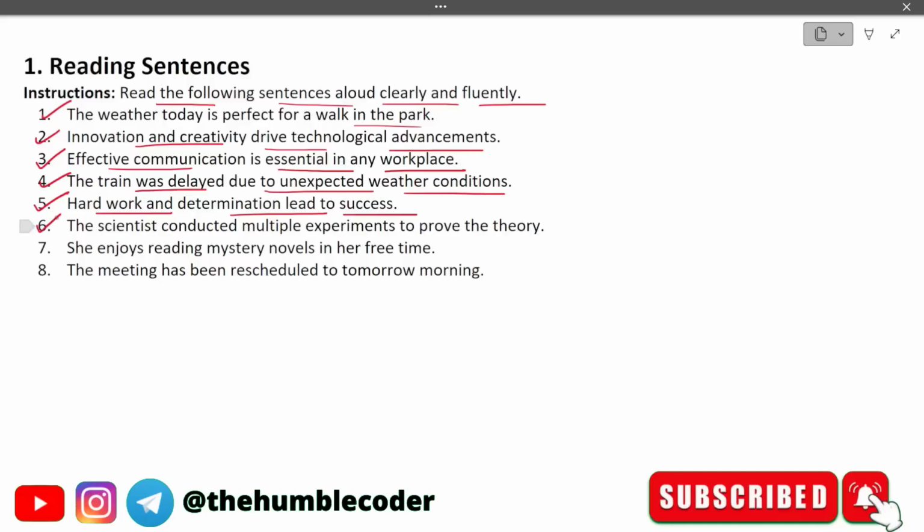Let's read the next statement. The scientist conducted multiple experiments to prove the theory.